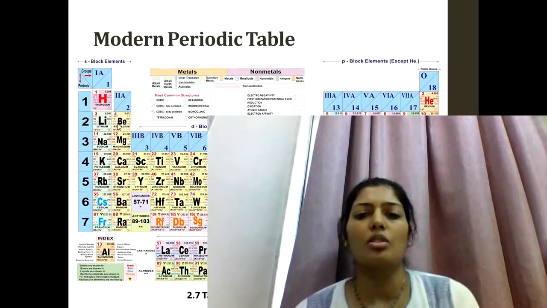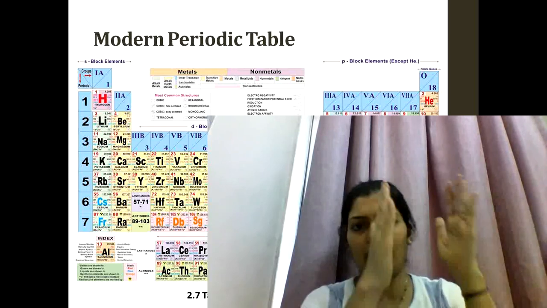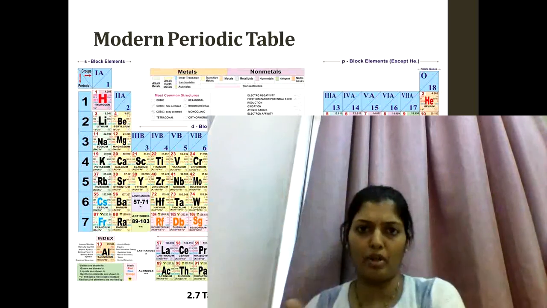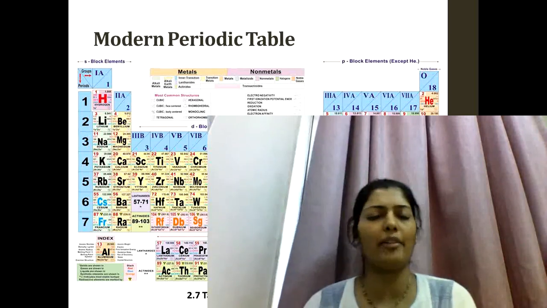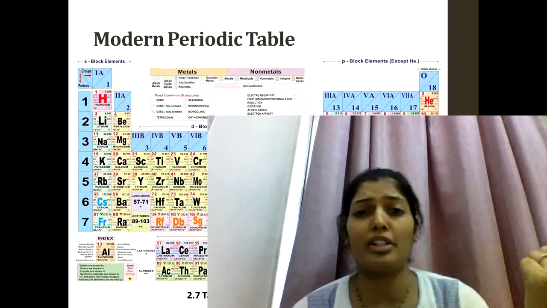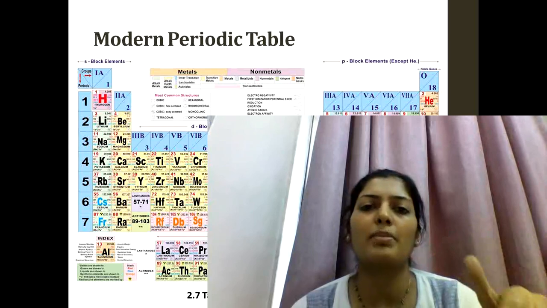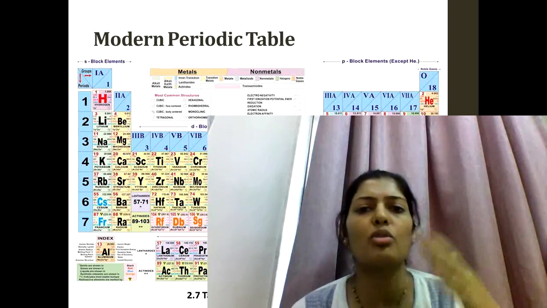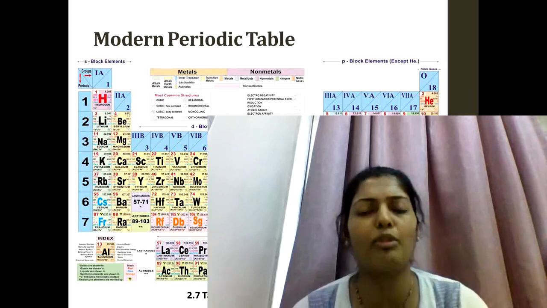Now we are done with all these points. Now we'll talk about blocks: S block, P block, D block and F block. Before discussing the position, we should say that the S block contains group 1 and group 2. It is placed on the extreme left hand side of the periodic table.